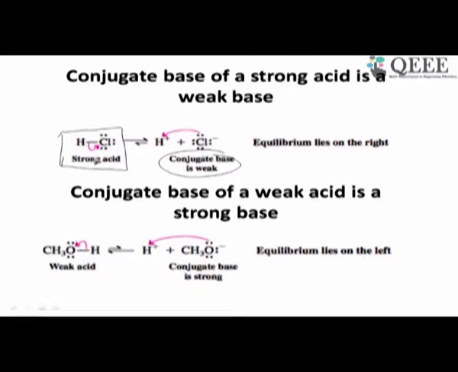This is a strong acid, so it dissociates and forms a conjugate base. This conjugate base is a weak base. That's why it is not able to hold the proton. That's why the equation has a very small arrow on this side.